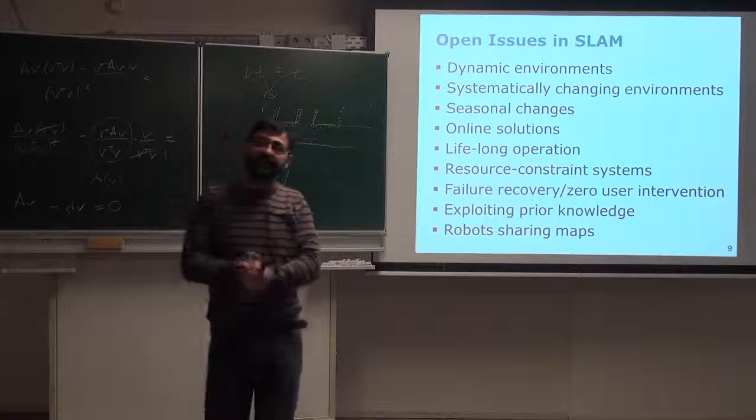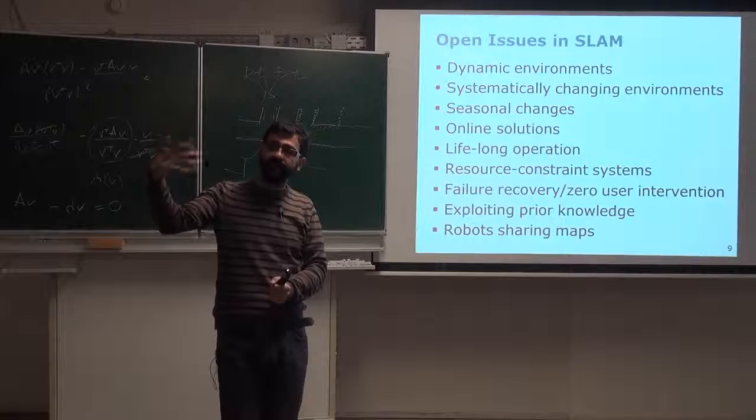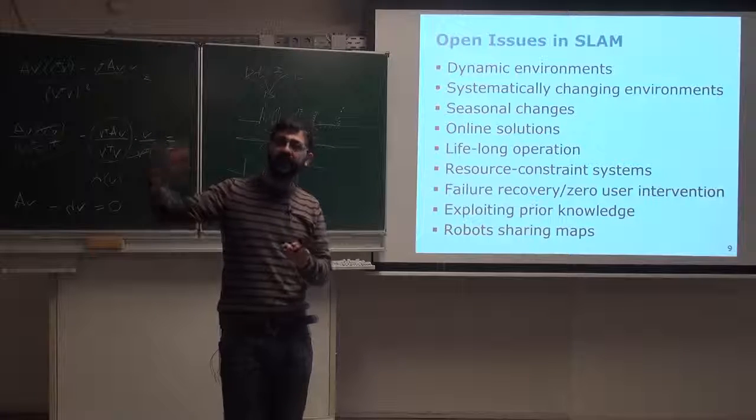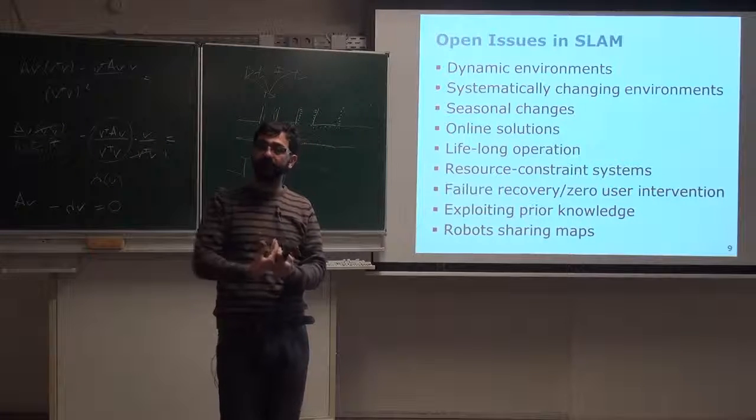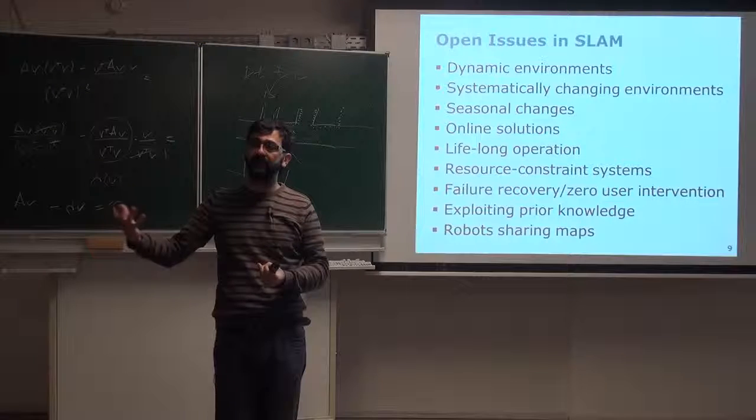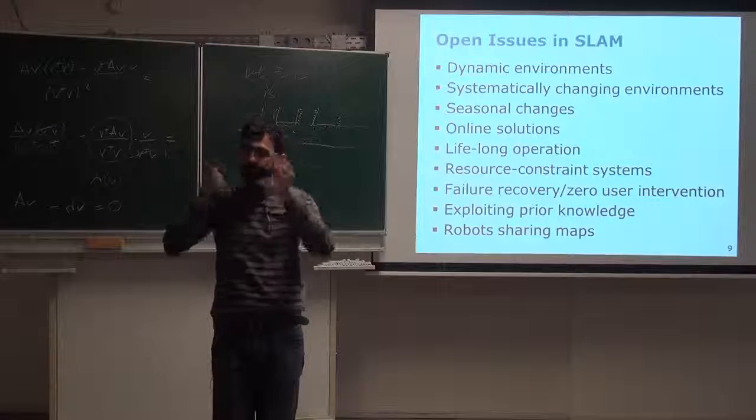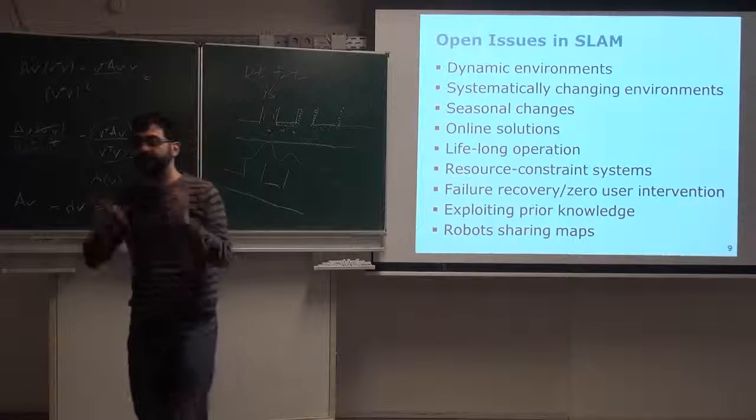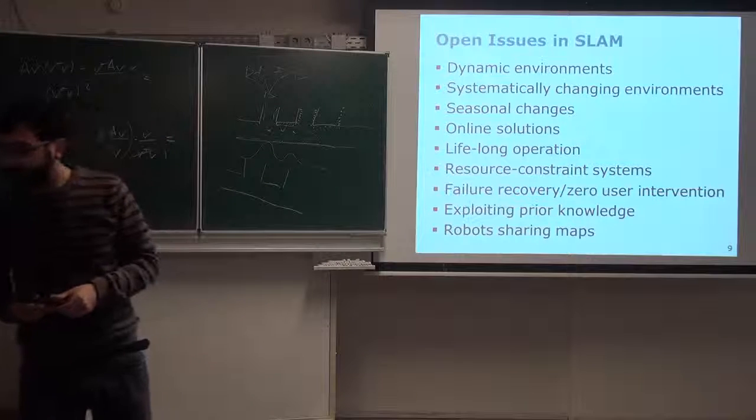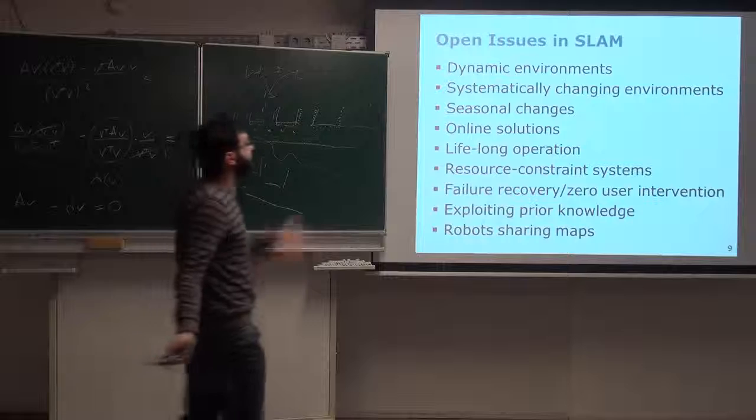Can a robot learn how to extract information from that and either use this information to improve its mapping or just use this map, and how to handle all these things together? Okay, so there are a lot of things open, and these are just for the SLAM.